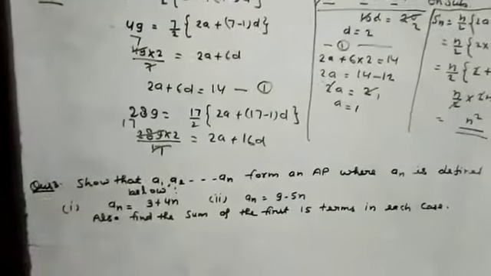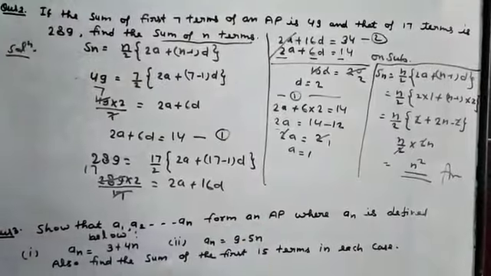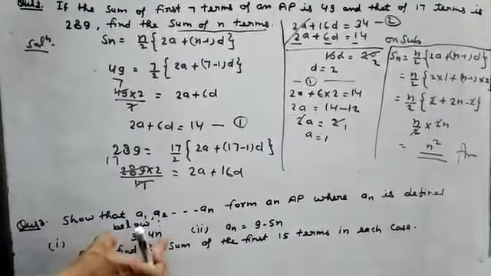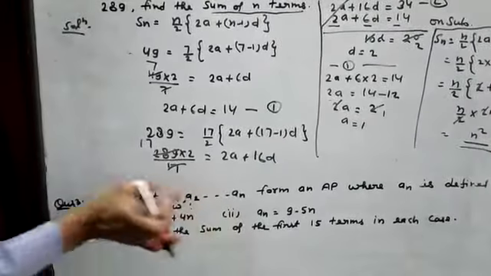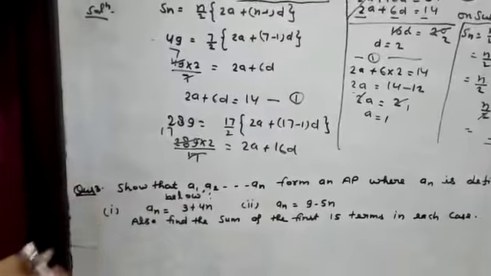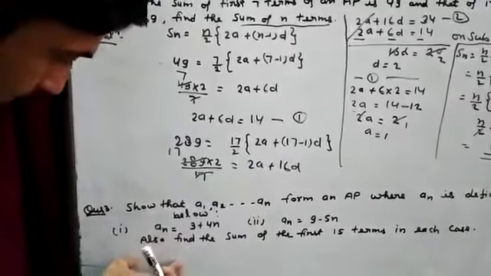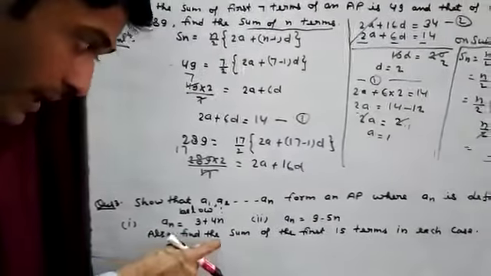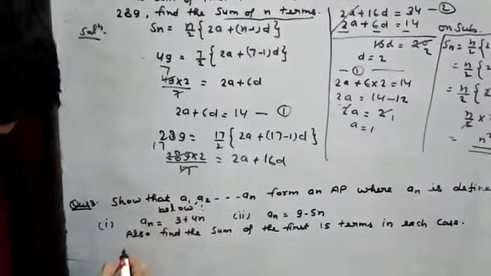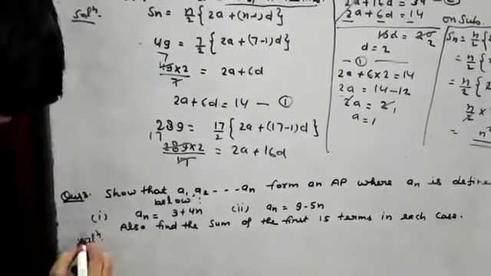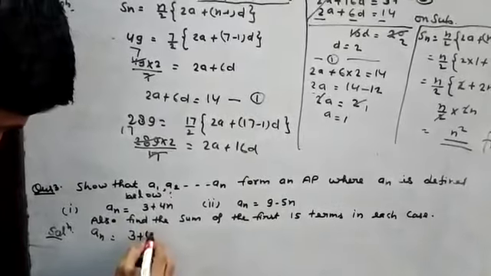Now students, look at the last question. So that a1, a2, dot dot an form an AP, where an is defined as given. So first of all you have to find whether this sequence is an AP. So first of all students, we put values like 1, 2 and so on. After it, one more answer you have to find: the sum of first 15 terms. So first of all we write, very easy question I think. An is equal to 3 plus 4n.